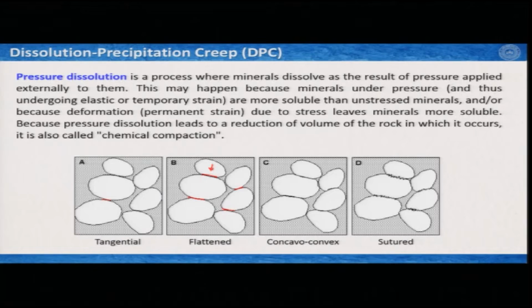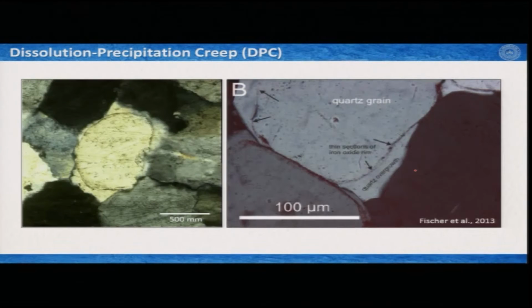The force is generated on this side, and then they dissolve here at the surface, and finally this becomes like a sutured boundary or sutured contact between these grains. So, when this happens, certainly some materials got dissolved here and they get deposited on the sides of this grain. So, this is somewhat what you see. These are some microstructures resulting from dissolution precipitation creep.